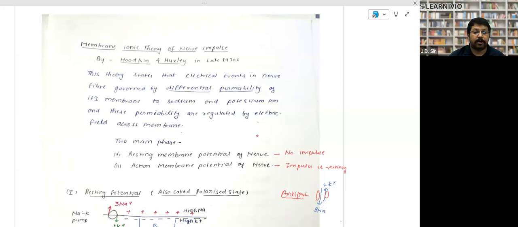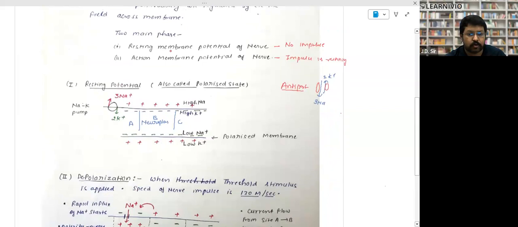There are two main stages of the nerve. The first one is called resting membrane potential. A resting membrane potential is that state when our nerves are not working, means our neurons are in idle mode or resting mode. That is called resting membrane potential. Then action potential: when some stimulus comes, suppose that someone touched me, right? When a stimulus comes, due to that stimulus, now they start working. So that is called action potential, when the nerve impulse is running.